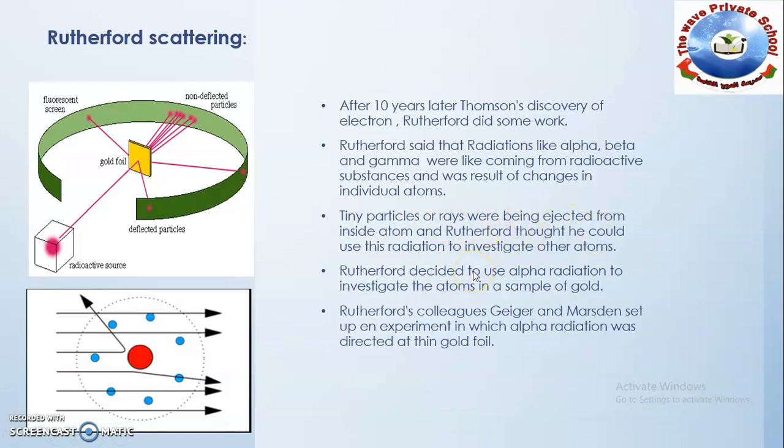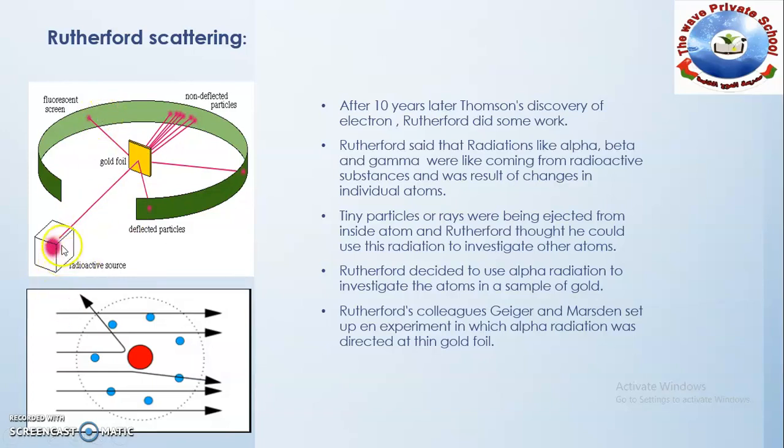Rutherford decided to use alpha radiations to investigate the atoms in a sample of gold. Rutherford's colleagues Geiger and Marsden set up an experiment in which alpha radiation was directed at thin gold foil. As you can see here, this is the apparatus set up by Geiger and Marsden. Here is the radioactive source, this is the gold foil, and this is the fluorescent screen where we can see the particles.